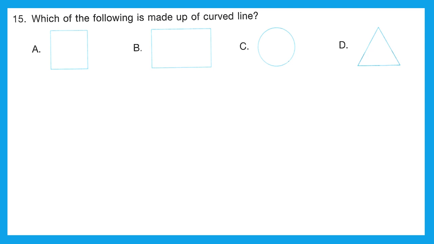Question 15. Which of the following is made up of curved line? So out of these four shapes, we need to find the shape that is made of curved line. A curved line is generally a curve and it is just opposite to the straight line. So option A is a square and it is made up of all straight lines. Option B is a rectangle, again made up of all straight lines. Option C is a circle and it is made up of curved line. Option D, again it is made up of straight lines, that is a triangle. So option C is the correct option.